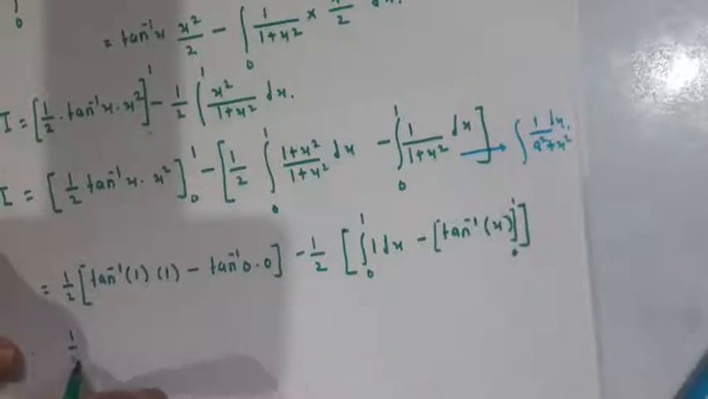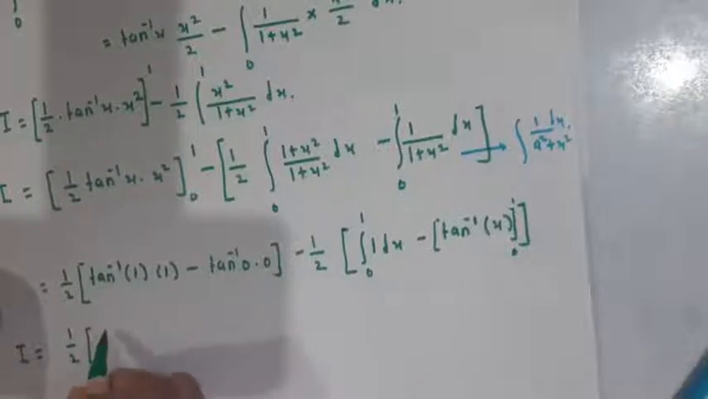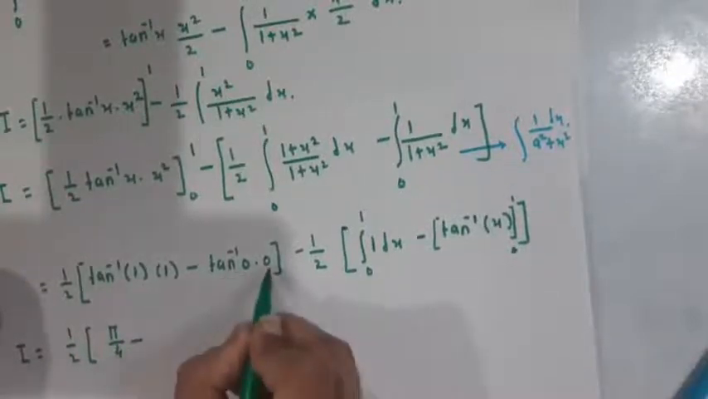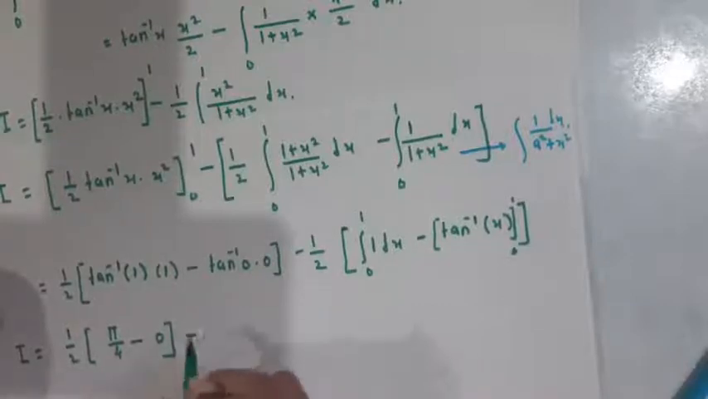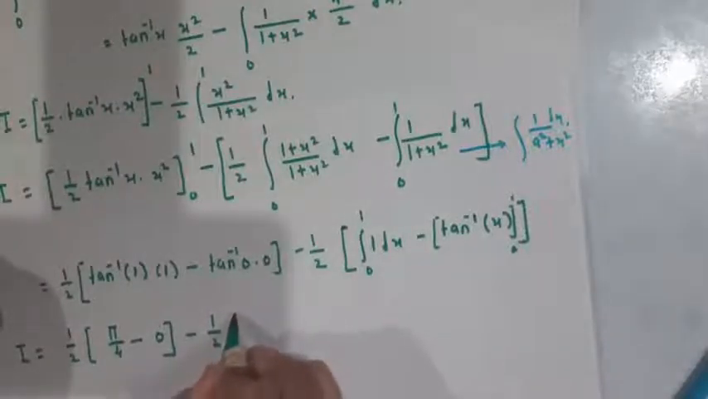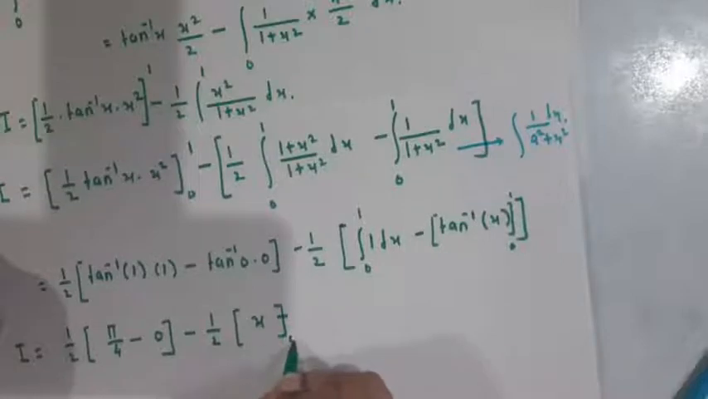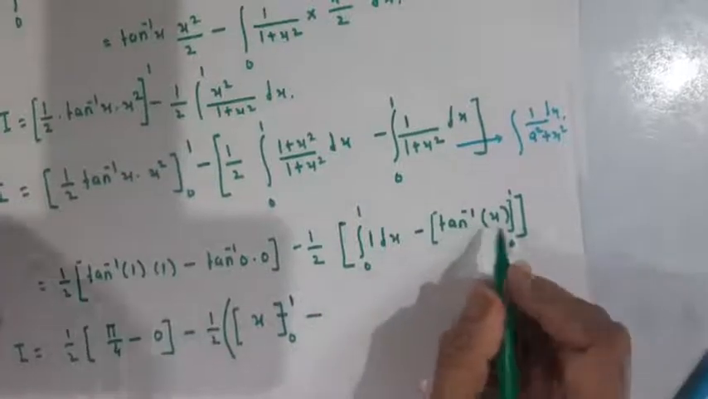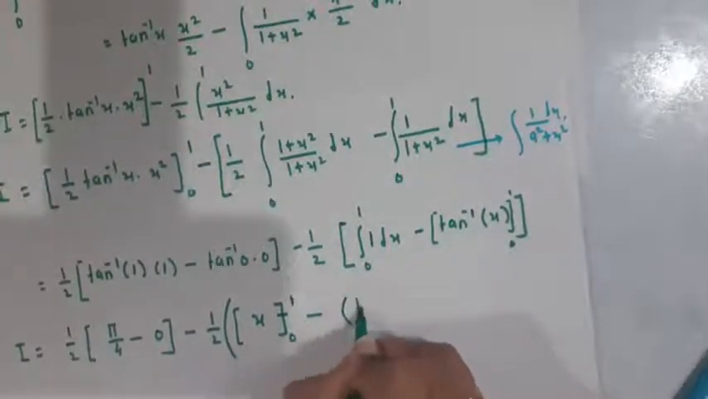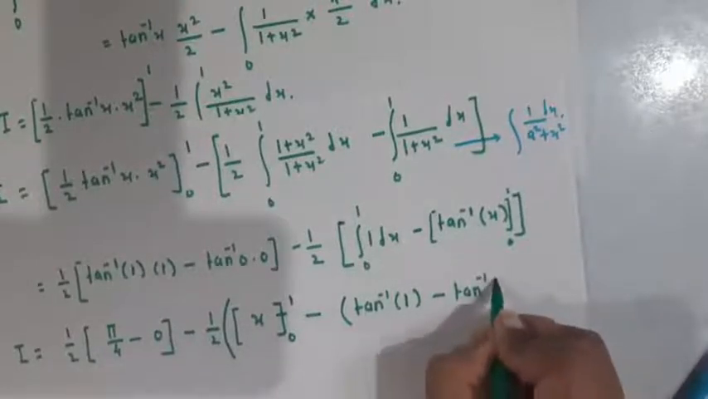Now the integration I equals 1 by 2, tan inverse of 1 is pi by 4, minus 0 into anything is 0, minus 1 by 2 as it is, the integration of 1 with respect to x is x, with limits of integration 0 to 1, and minus tan inverse of 1 minus tan inverse of 0.